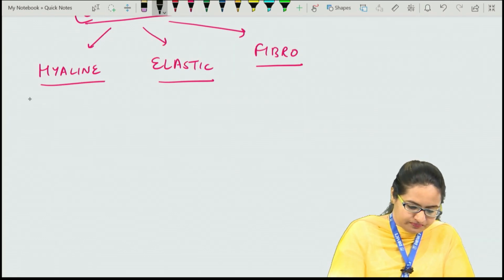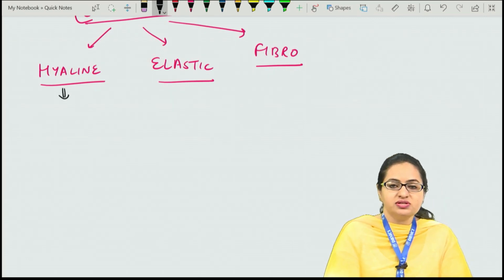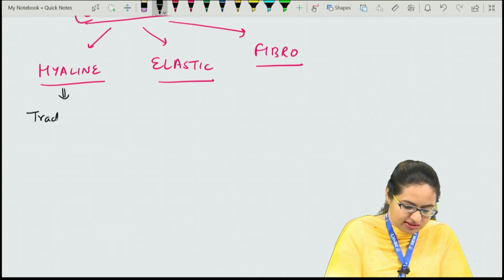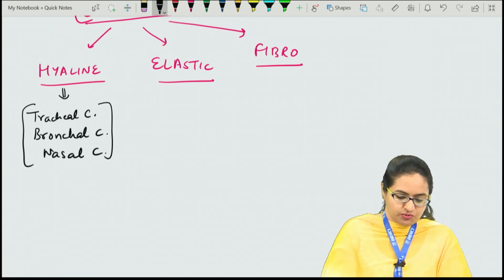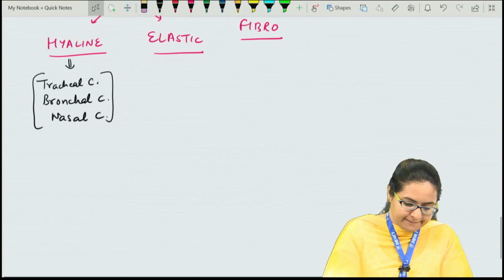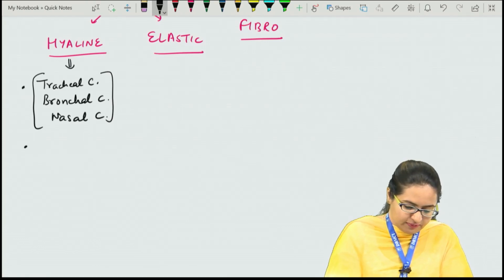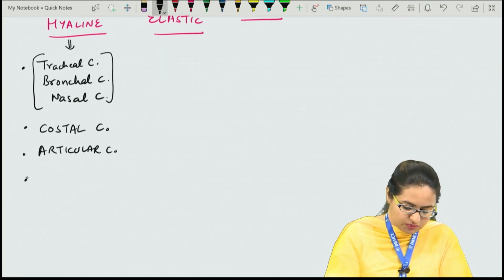Regarding the location where these cartilages are present, the hyaline cartilage is typically present in the respiratory system. It is present in the tracheal cartilage, in the bronchus also, so bronchial cartilage, as well as in the nose, the nasal cartilage. So the cartilages present in the respiratory system are of hyaline type. Then apart from this, the costal cartilage, articular cartilage, the articular cartilage present in the synovial joints, then epiphyseal plate.